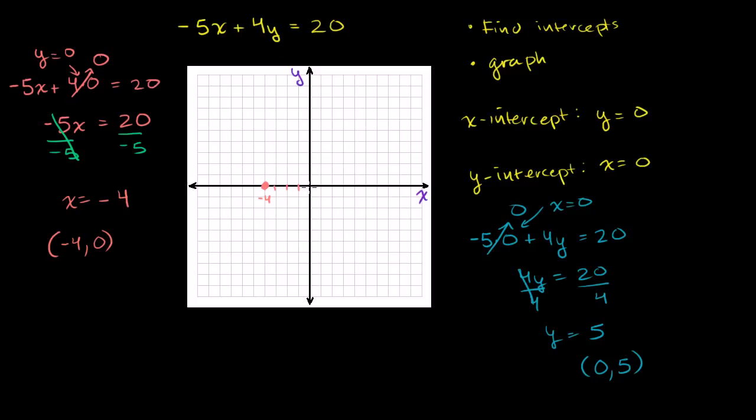So 0, 5. x is 0, and y is 1, 2, 3, 4, 5, right over there. And notice, when x is 0, we're right on the y-axis. This is our y-intercept right over there. And if we graph the line, all you need is 2 points to graph any line. So we just have to connect the dots. And that is our line. So let me connect the dots. I'll try my best to draw as straight a line as I can. And that's the graph of this equation using the x-intercept and the y-intercept.